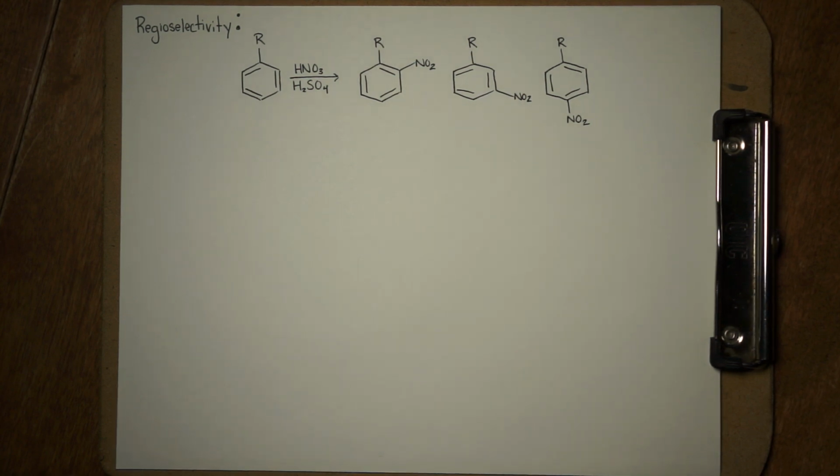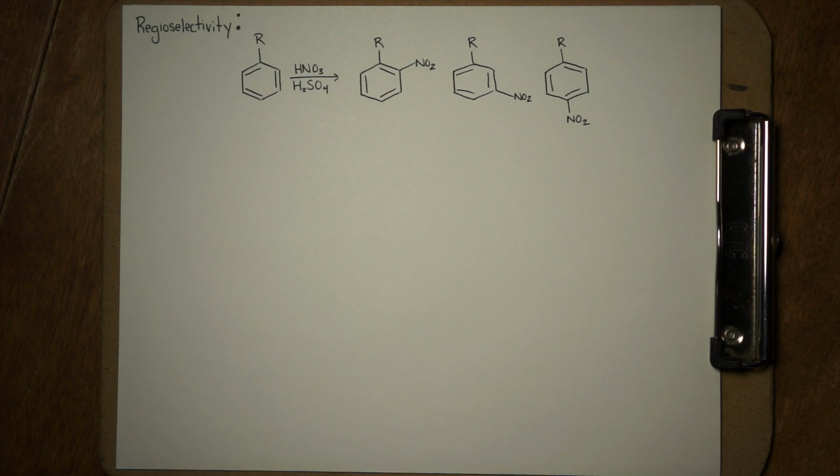In this video, we are going to be looking at the regioselectivity of electrophilic aromatic substitution. If you look at the scheme that I have here, we're doing a nitration reaction on some substituted benzene. That substituent is just represented by an R group. And you can see we have the potential to form three different products.